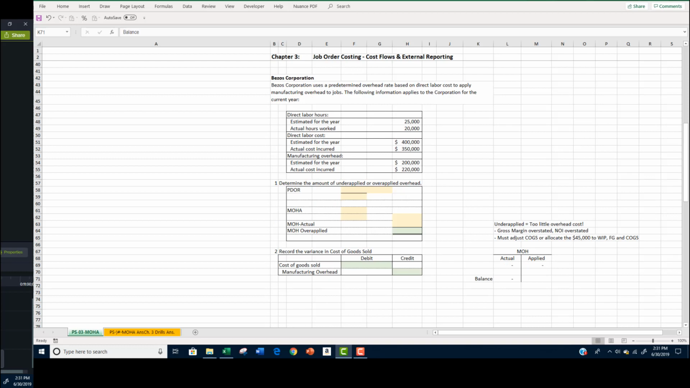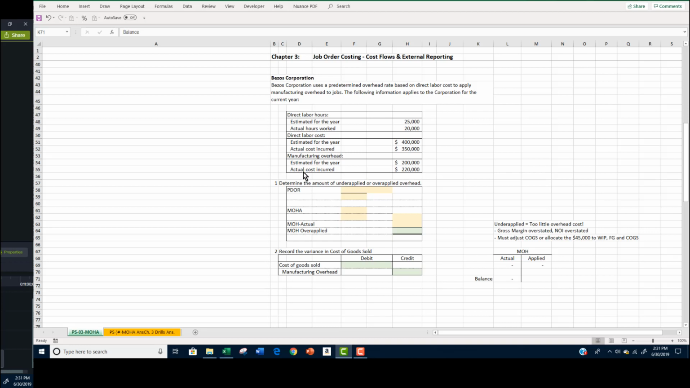Now let's take a look at an example of an underapplied manufacturing overhead. Bezos Corporation uses a predetermined overhead rate based on direct labor costs to apply manufacturing overhead costs to jobs. Notice their PDOR is based on direct labor costs. It's not based on direct labor hours or machine hours, it's direct labor costs. So then we have a schedule that shows the direct labor hours, the estimated amount, the actual amount, the direct labor costs, estimated amount, actual amount. Manufacturing overhead, estimated amount, actual amount.